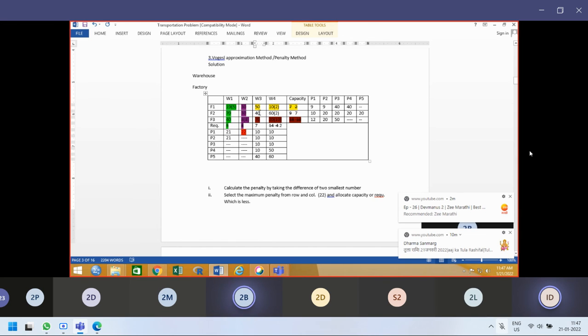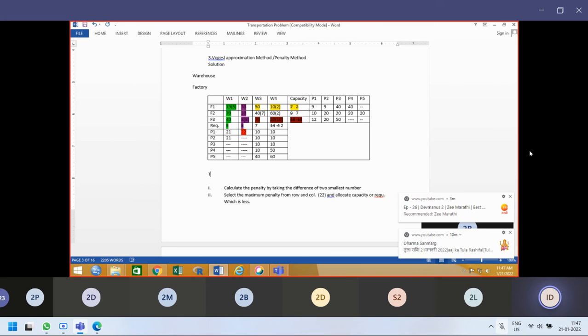So here I should allocate how much? 7. Capacity is 7, requirement is also 7. Both are equal, both are matching. It means that our answer is correct and it is 7. Now you note down the answer.